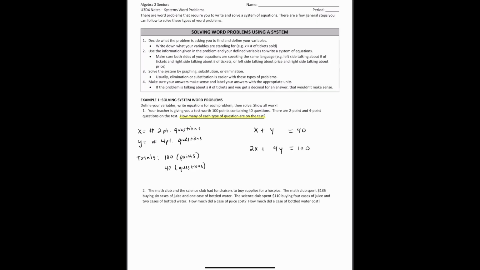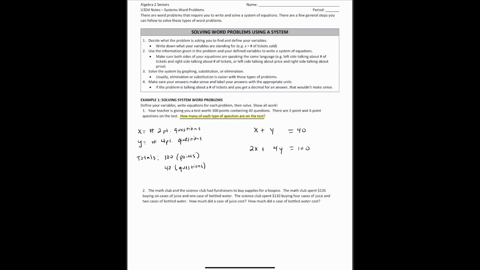Now that makes sense because I can read this as you will get 2 points for every question that you get right, plus 4 points for every question that you get right, and the total maximum number of points that you can receive on this test is 100. So I've already created my system. We have x plus y equals 40 and 2x plus 4y equals 100. So all I need to do right now is solve this system and determine how many of each type of question are on this test.